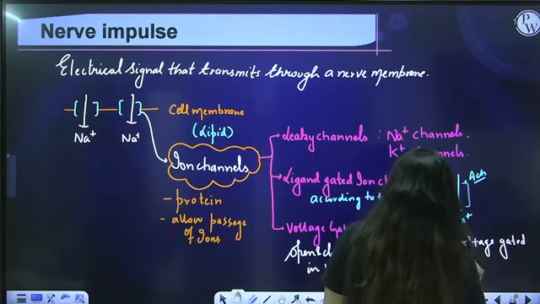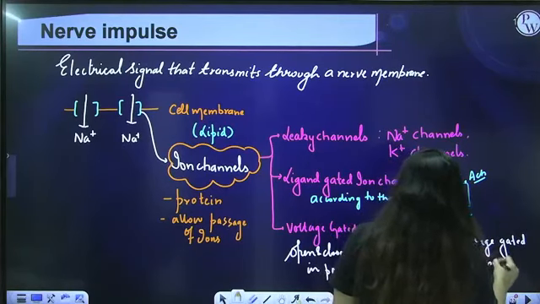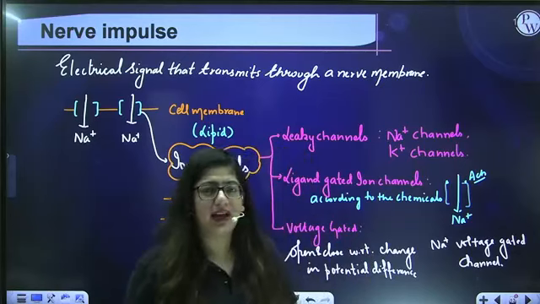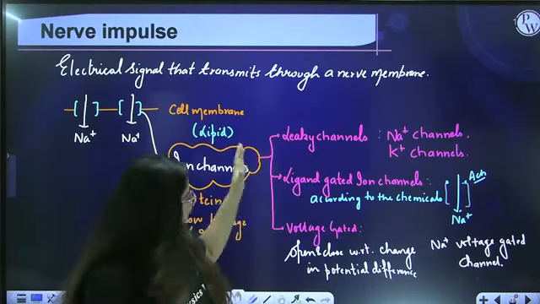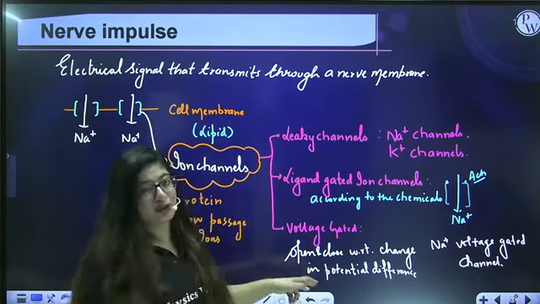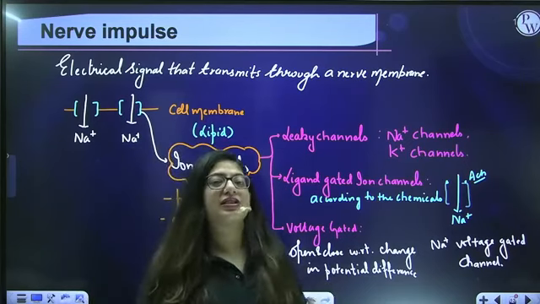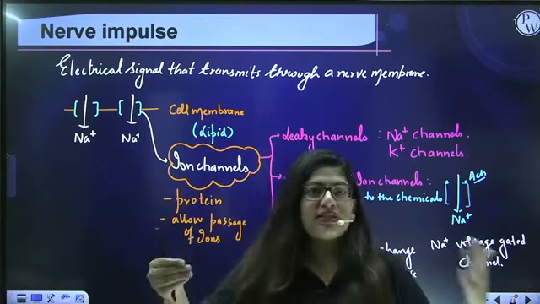So as you can see, what is the common thing? The common thing is everyone is transporting sodium. There can be sodium ion channels that are leaky, there can be sodium ion channels that are ligand gated, and there can be sodium ion channels that are voltage gated. The only difference is the kind of stimulus that opens and closes it.